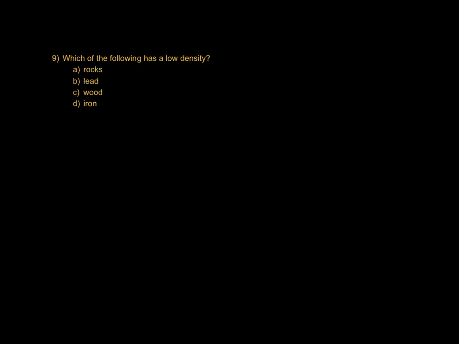Which of these has a low density? And this is obviously relative because you're not given any information to calculate the actual densities. But if you just think in terms of which would be the lowest of these four things, the easiest thing to think about is what happens to this stuff if you put it in water. So rocks would sink, lead sinks, iron sinks, wood floats, therefore wood must have the lowest density of those things because everything else is more dense than water.